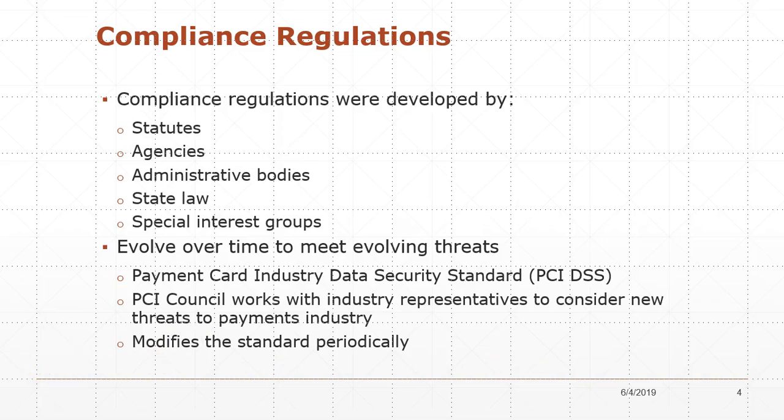Compliance regulations are developed by statute, agencies, administrative bodies, state law, and special interest groups. They evolve over time to meet evolving threats. For instance, the Payment Card Industry Data Security Standard, the PCI DSS, was developed through the PCI Security Council, which is a combination of credit card company representatives as well as industry representatives who come together to determine what new threats are facing the payments industry. And they modify the standard periodically.